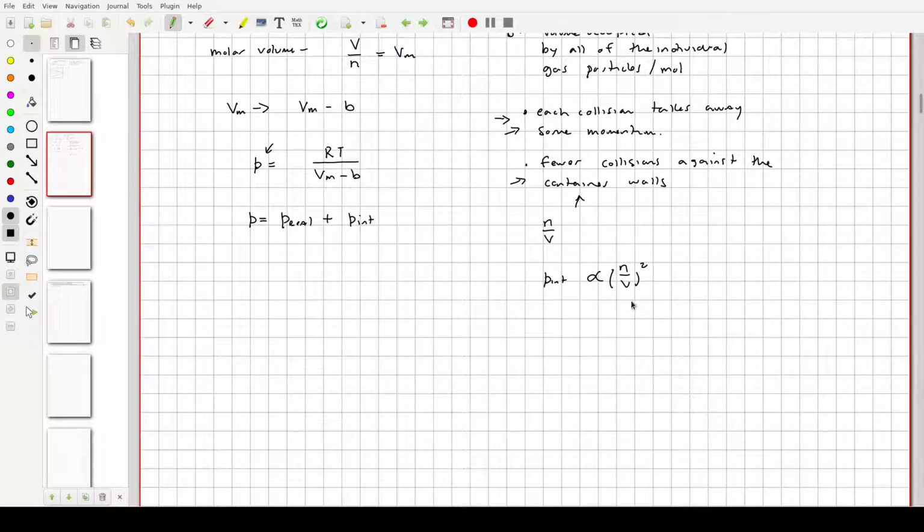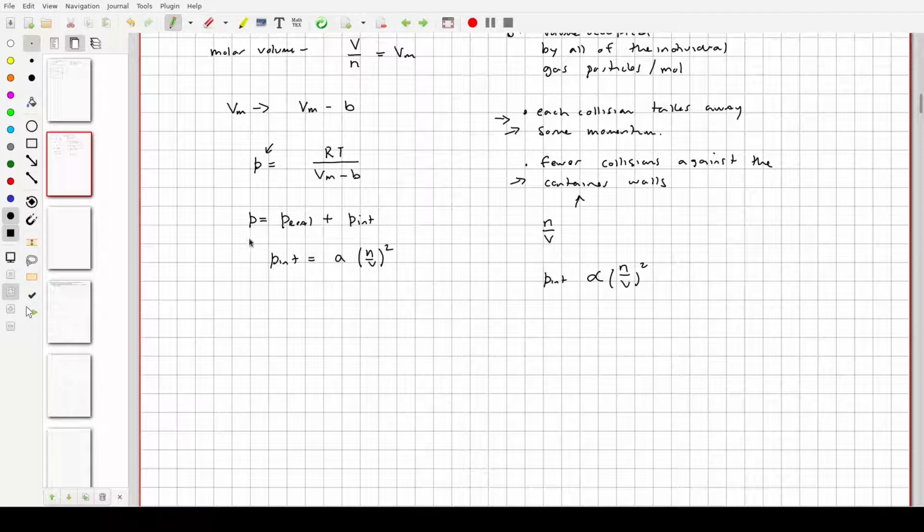Now, typically, and this is really the only proportionality that we're going to have in this approximation, we put an equal sign, and we're going to put an A there as our little parameter. And then you have N over V squared. So, like I said, in reality, our ideal gas pressure is a combination of what's really going on plus the losses that you have. Okay.